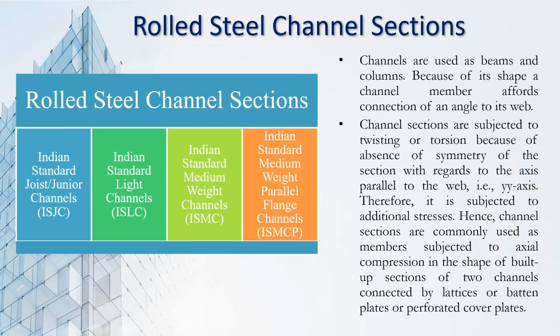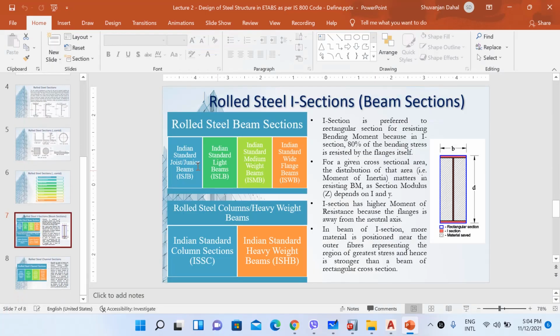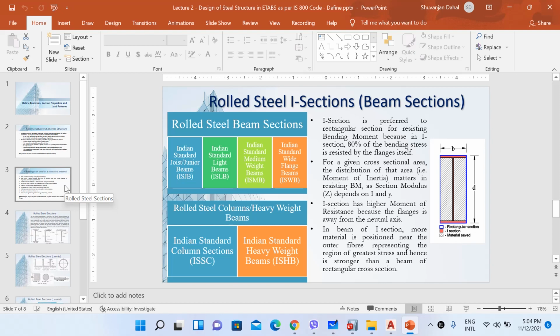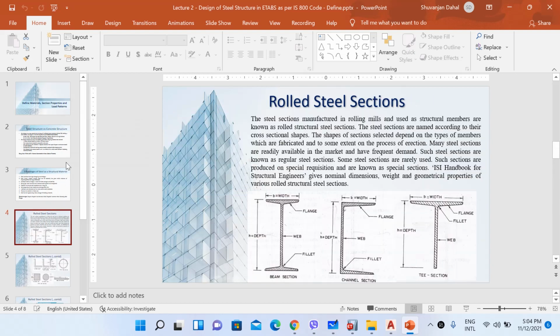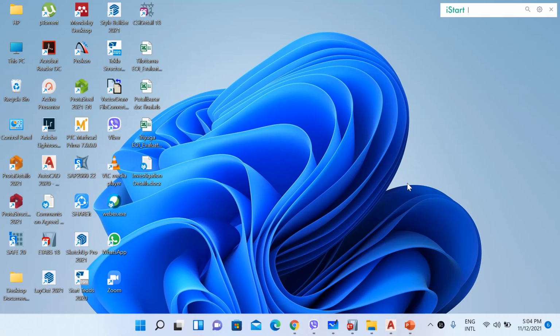So rolled steel I-beam and rolled steel channel section, I will not go through these slides for now. If needed, we will return back to these slides in our future videos. So this was our general introduction to the steel structure, their advantages and disadvantages, some points that you should take care of while designing steel structure, and then some standard rolled steel sections. Now we will begin with ETABS, and we will begin defining various things, including materials, section properties, and load patterns in today's video for the analysis and design of our steel structure in ETABS.